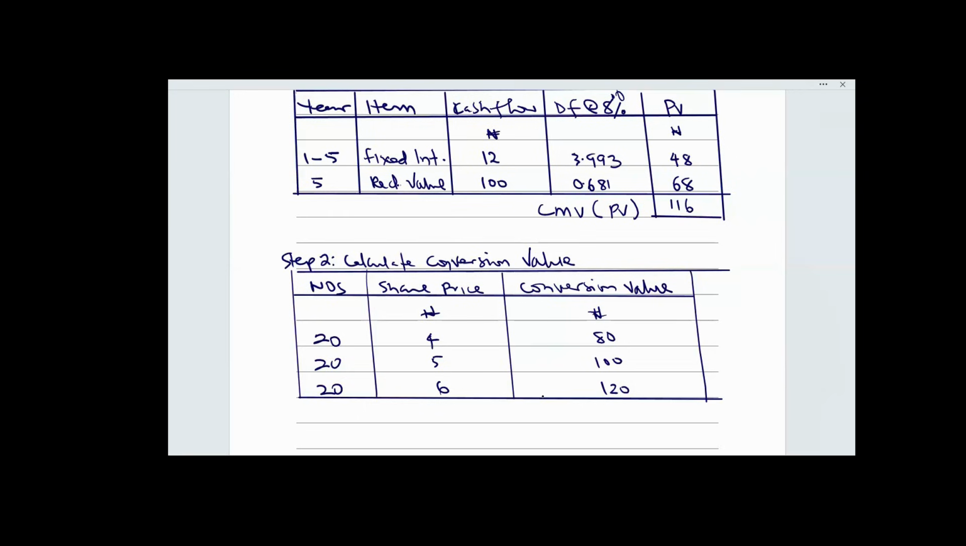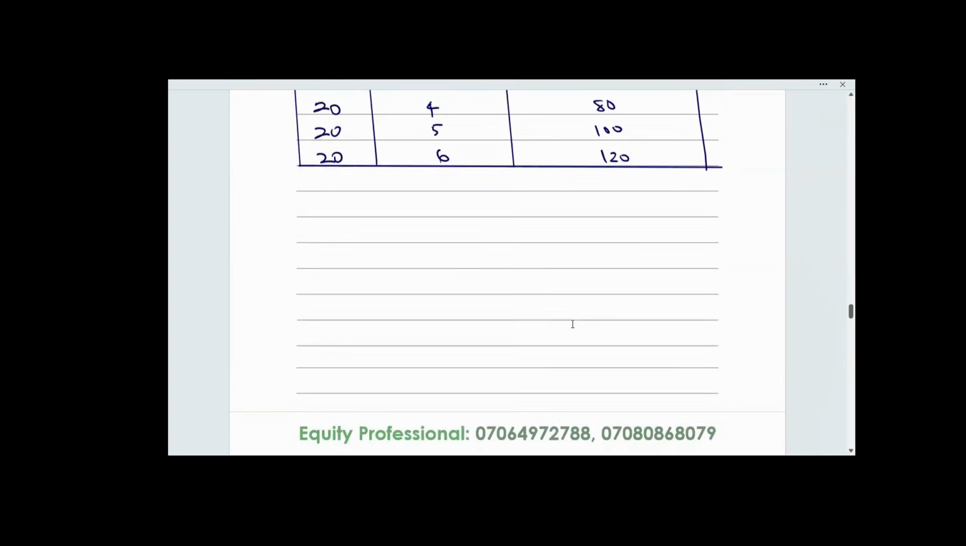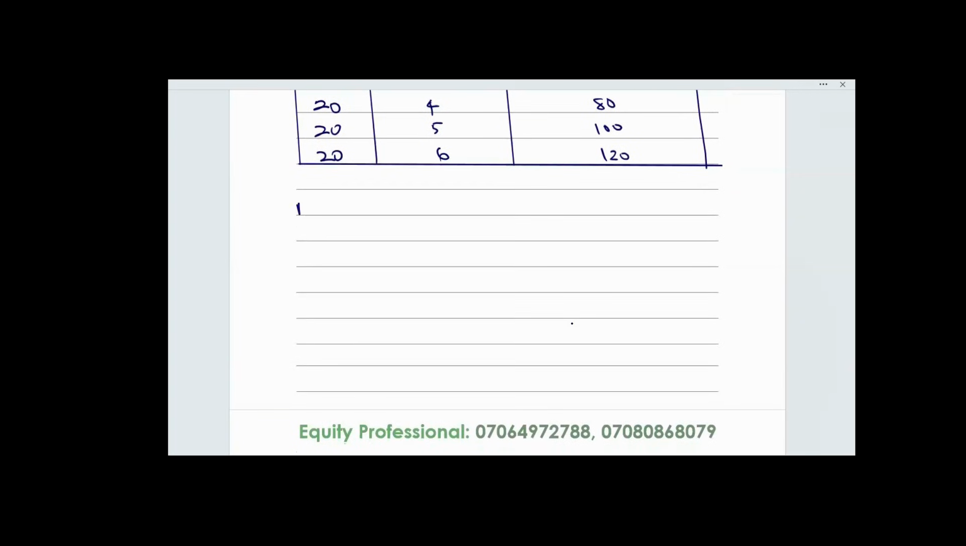At the share price of 6 naira, conversion value is 120 naira relative to the current market value of 116 naira. So, because conversion value at the 6 naira market price is higher than the current market value of 116, investor will exercise their rights. So let's put it down. Advice.